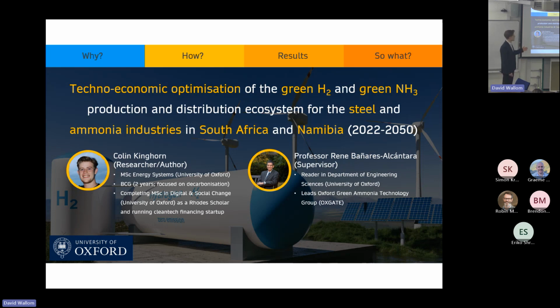I'm now doing my second master's here at Oxford in something completely different, but I'm also running a startup in the sort of energy financing space. And we'll get onto that in this presentation, the importance of financing and getting interest rates down when it comes to decarbonisation in the developing world.